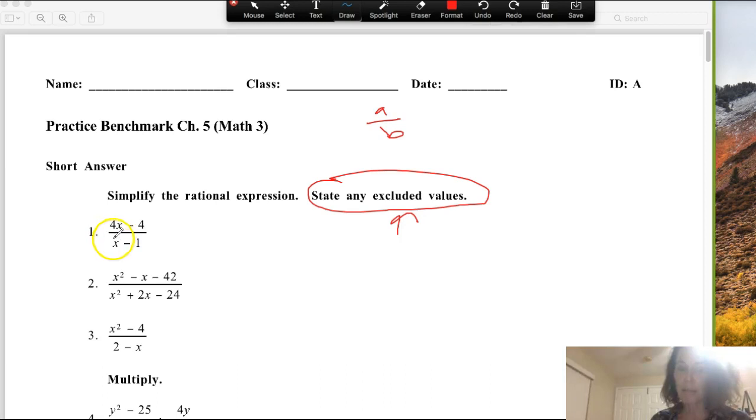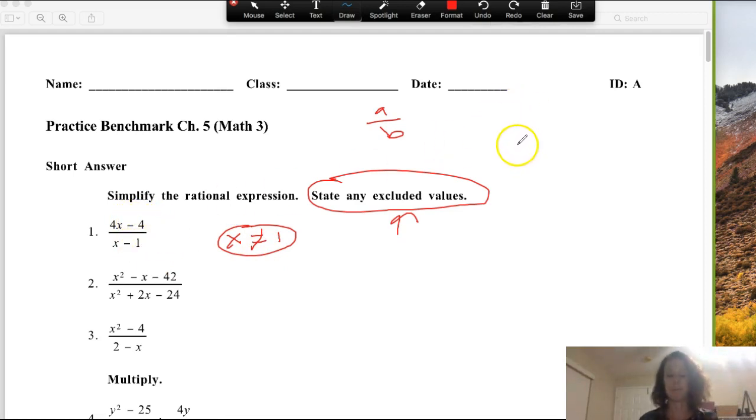Let's start with that. Here, if x were equal to 1, 1 minus 1 is 0, and I can't divide by 0. I don't know how to divide by 0. It's the weirdest thing in math. You can't take something and divide it up 0 ways. It doesn't exist. So I'm going to say x cannot equal 1. There's my excluded value.